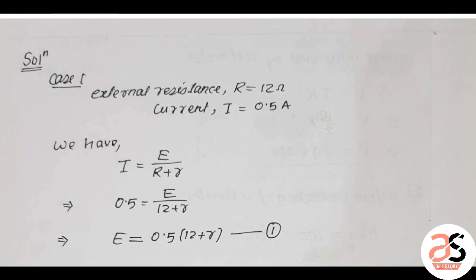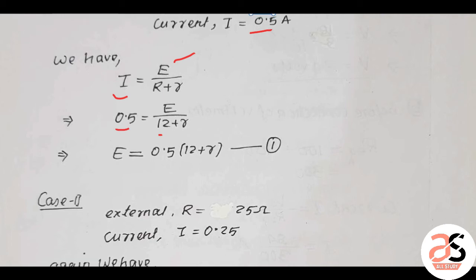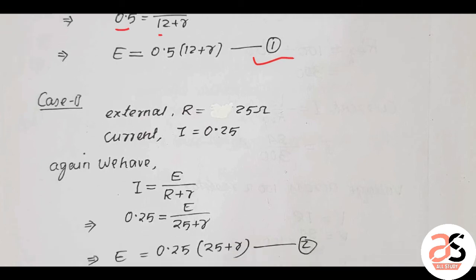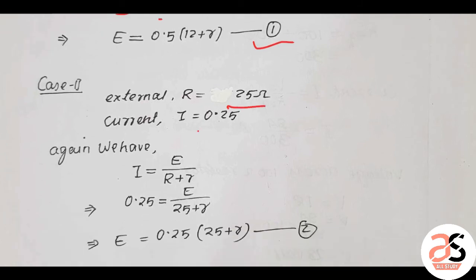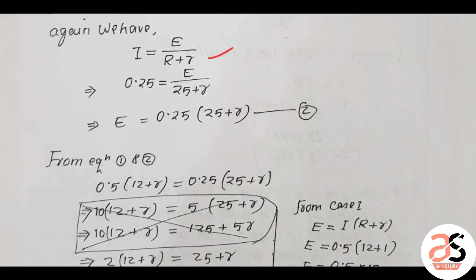Now here, case 1, external resistance is this and current is 0.5, it is given. From here we have the relation of the cell, current equals EMF by capital R plus small r. So this is given, this is also given, small r is not given. So this is equation number 1. Now in the second case, external resistance is 25 and current is 0.25. Using the same expression, we get E equals this one, second equation.